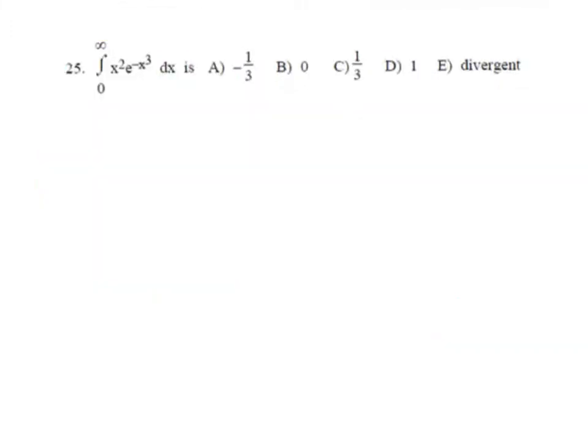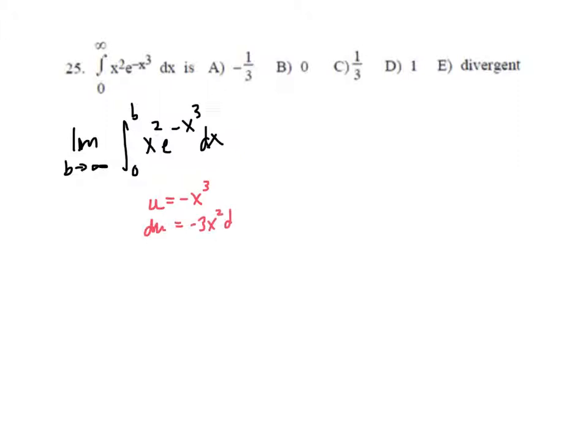This one, we have an integral from 0 to infinity, x squared e to the negative x cubed. So we're going to take the limit as b approaches infinity. Let's think a little substitution here. If u was negative x cubed, du would be negative 3x squared dx. Divide both sides by negative 3, so that way I can take out the x squared and the dx.